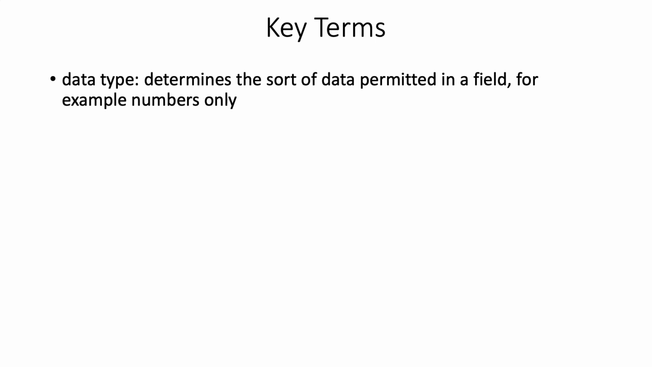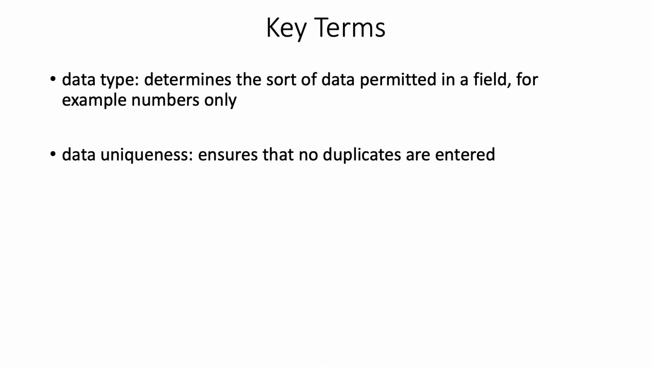All right, so let's go over the key terms that you should have seen or will see in the reading. A data type. A data type is talking about a field. Is it a number? If it is a number, how big a number is it? And we'll talk in great detail about that. But when you talk about a data type, you're talking about what sort of data is permitted in a field.